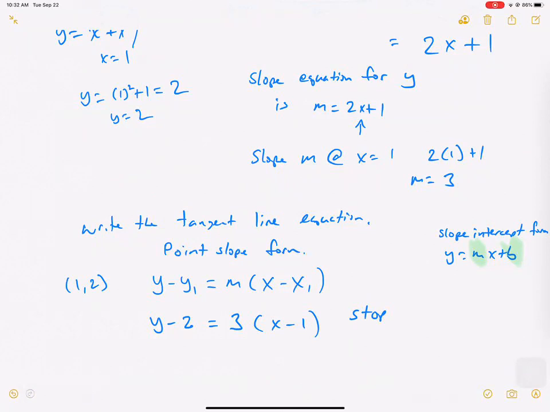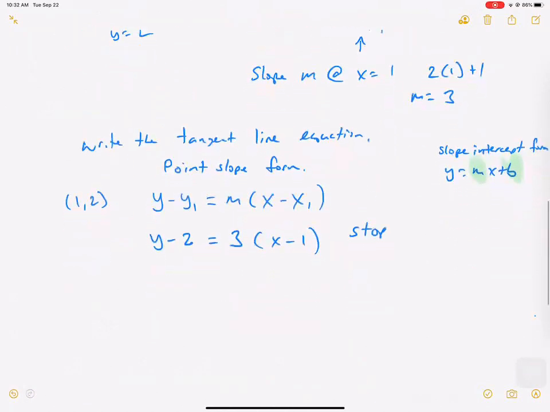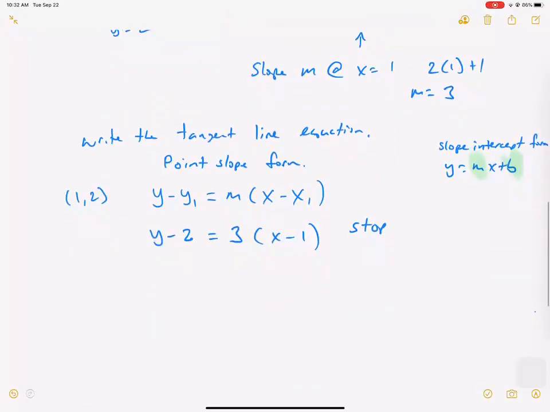So on the calculus test, you want to make sure you read the question and don't do any extra work if you don't have to. This is an equation, and this equation represents the tangent line. If you want to keep on going, you could write it in slope-intercept form. We can multiply the 3: y minus 2 equals 3x minus 3, plus 2 on both sides. y equals 3x minus 1.